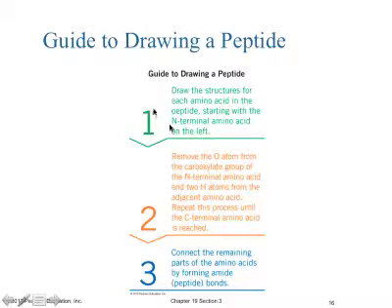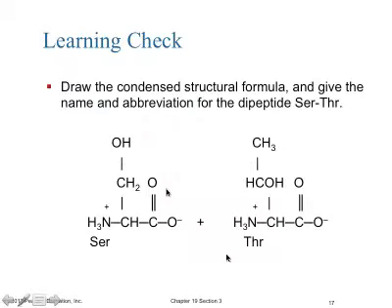Guide to drawing a peptide. Draw the structures for each amino acid. Put the N-terminal end of the amino acid on the left. Then you know what to do in the middle. You take the oxygen off the carboxylate, two hydrogens off the N-terminal, and shove them together to form the amide bond. Then you connect the remaining parts of the amino acids. No matter how many you have, that's how you do it.